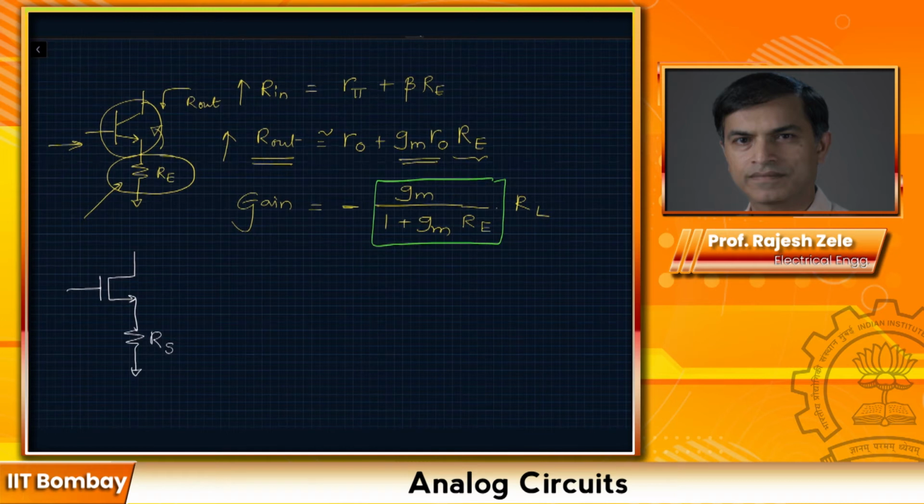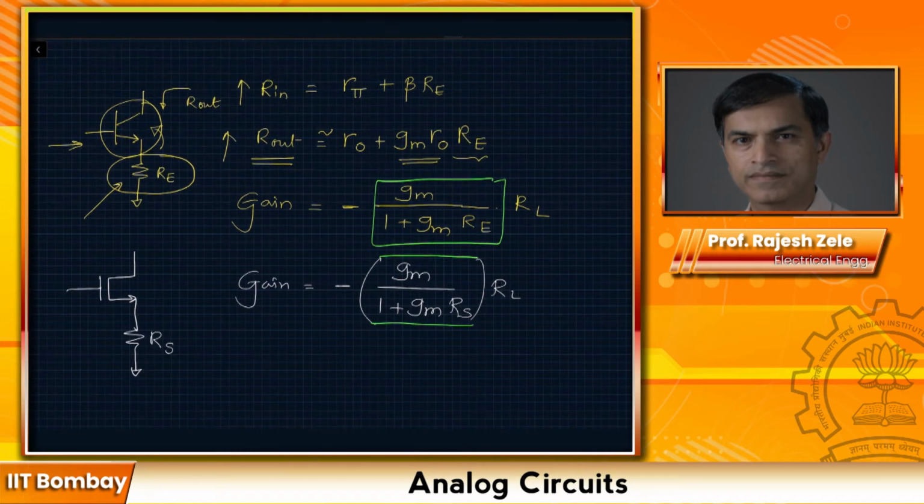With source degeneration, in this case, we don't really care about Rin because it's infinite. The gain became minus GM divided by 1 plus GM RS times RL. Again, source degeneration will degrade your GM, will reduce your GM by this factor, and your output resistance, looking down, Rout, used to be simply the transistor Rout, and now it got a bump, GM Rout times RS. Again, these are some approximations we have done here just to keep consistent insights.